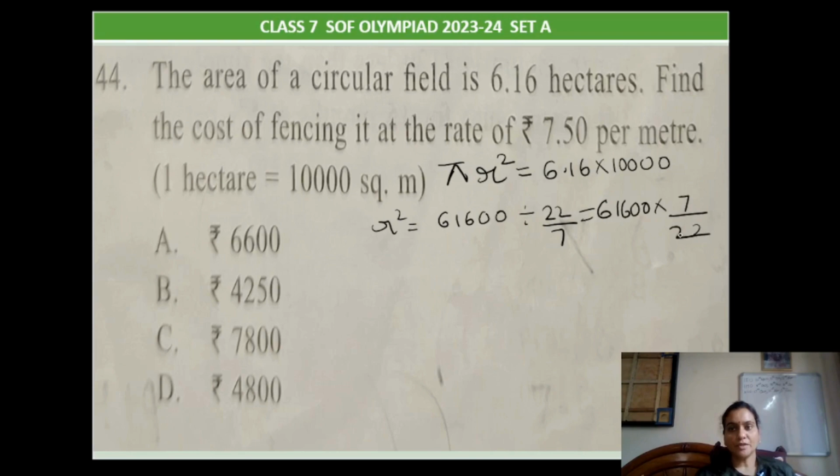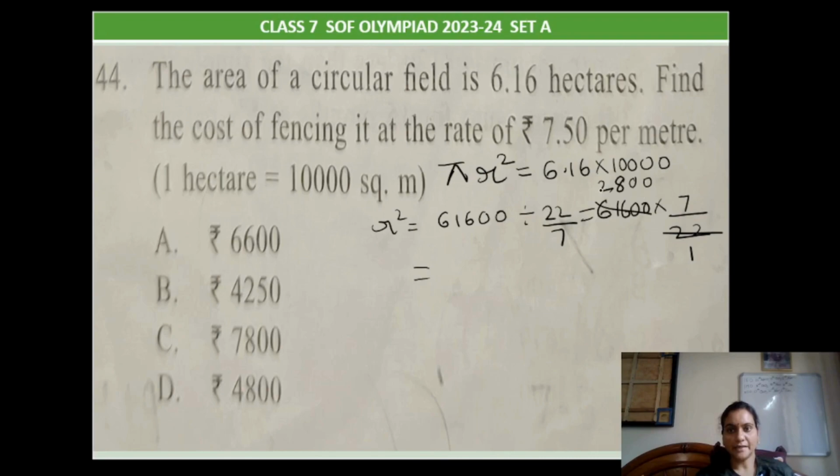So 7 by 22. 22 ones are 22, 22 twos are 44. Now 61 minus 44, that will be 17, bring down the 6, so it will become 176. If we divide 176 by 22, 22 8s are 176, and then there are 2 zeros. Now we'll multiply 28 with 7.